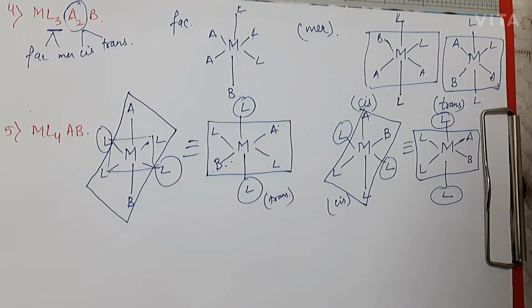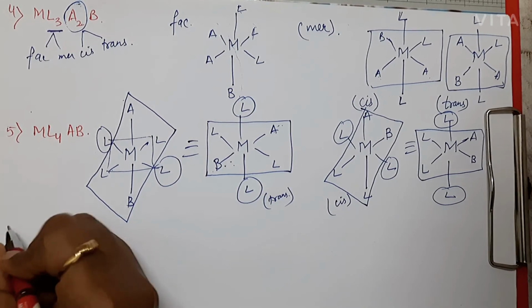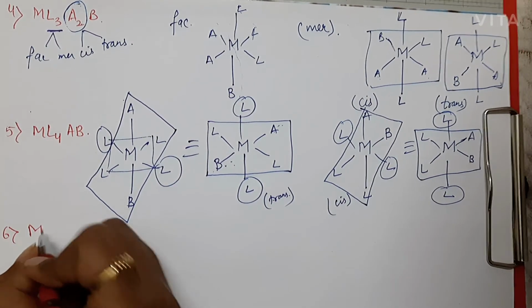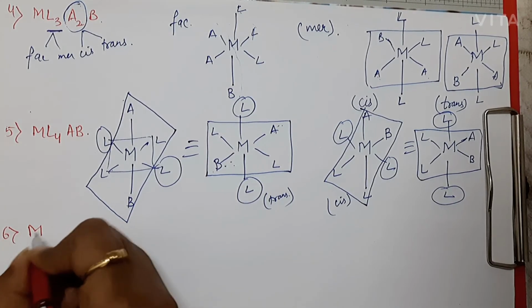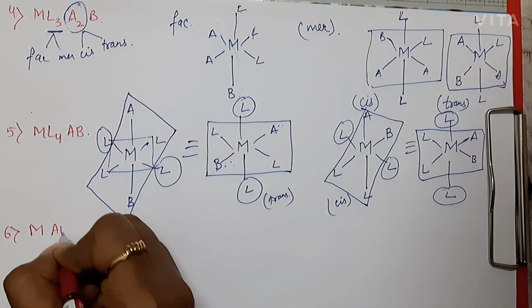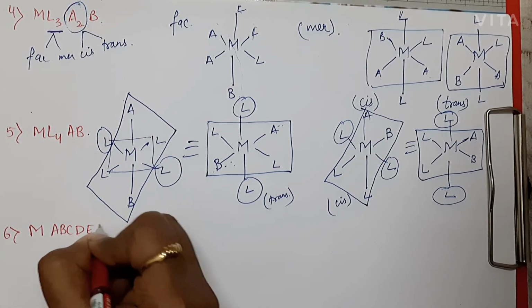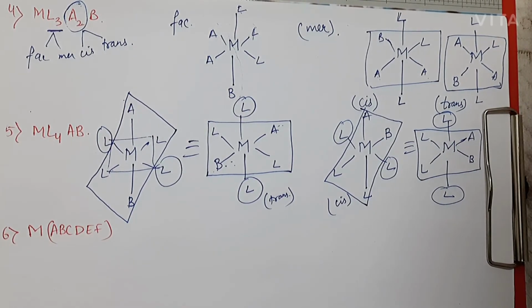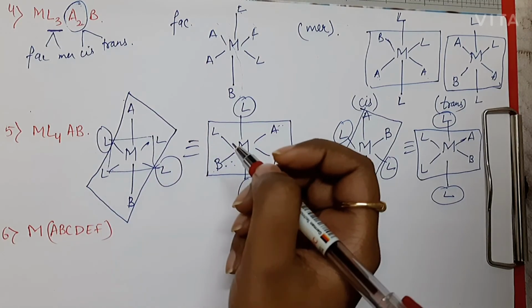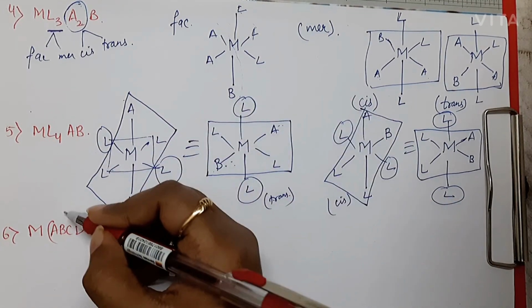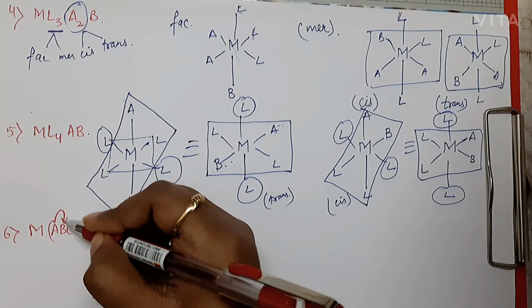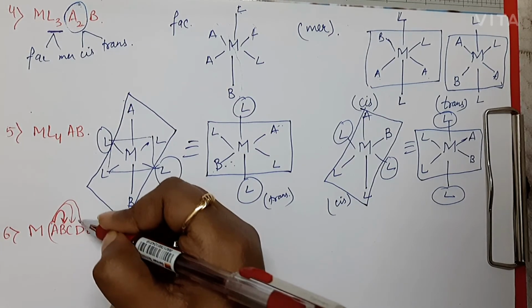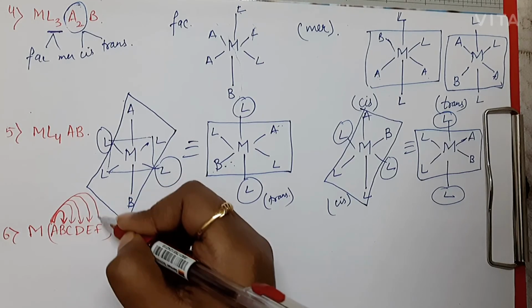So till now we have discussed so many cases. There is one more case left, that is of M, and all the ligands are different. All the ligands attached with the metal are different, that is A, B, C, D, E, F. All the ligands are different. So what you can do is you can look for the different orientations. How? You can first place these two opposite to each other, then these, this one, and then this one.